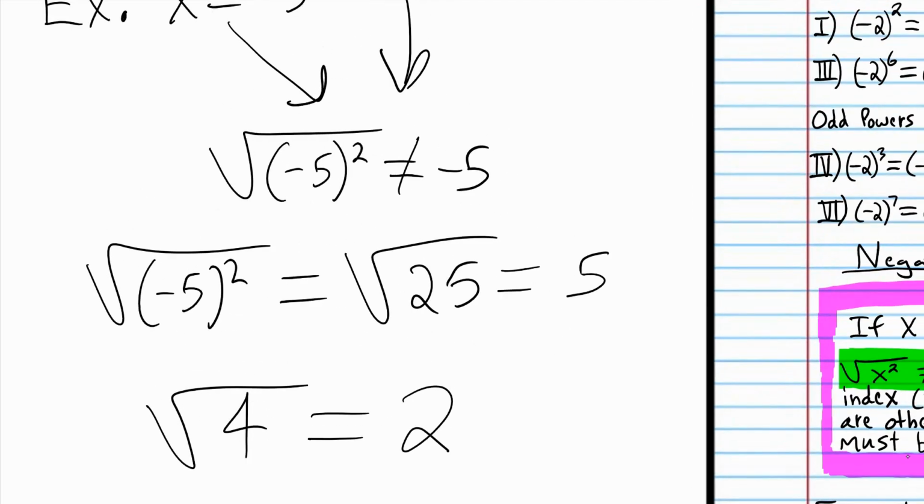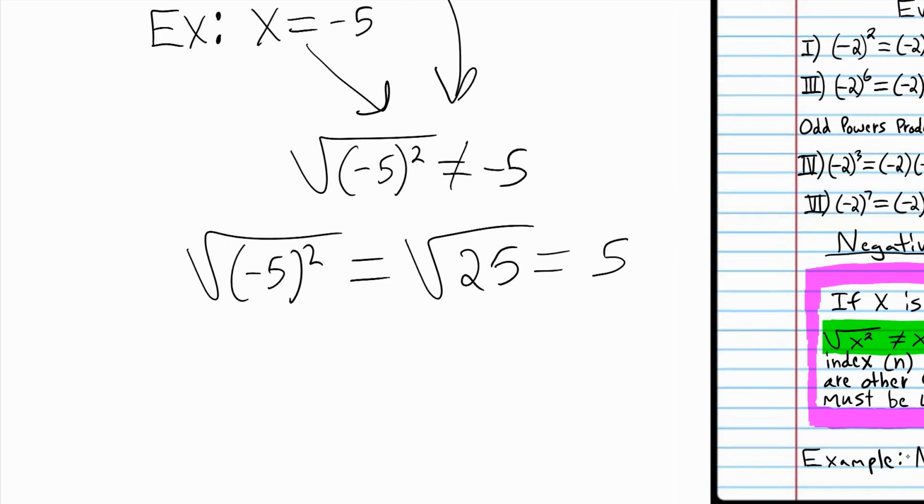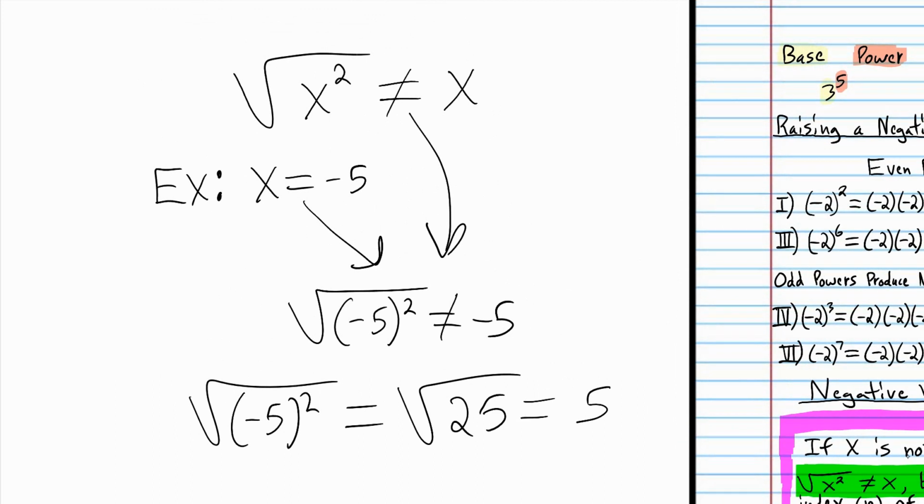So those are the two things that we need to consider. Number one, you do the inside part first. And number two, a square root can only produce a positive number. So for all those reasons, this doesn't work. It's not true if x is a negative. And this doesn't work because, again, that's an example where x is negative 5 and it just doesn't work.